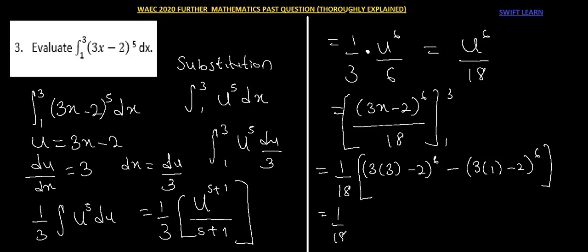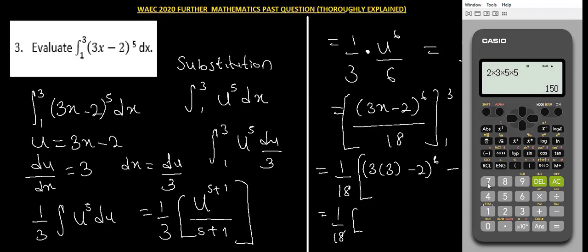So what will you have here? You have 1 over 18. So we have 3 times 3 is 9. 9 minus 2 is 7. So we have 7 raised to the power 6. What is 7 raised to the power 6? 7 raised to the power of 6 is 117649. So I have 7 raised to the power of 6.